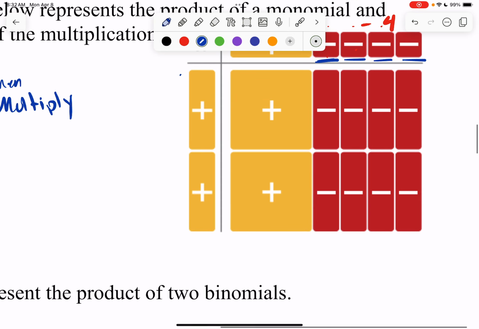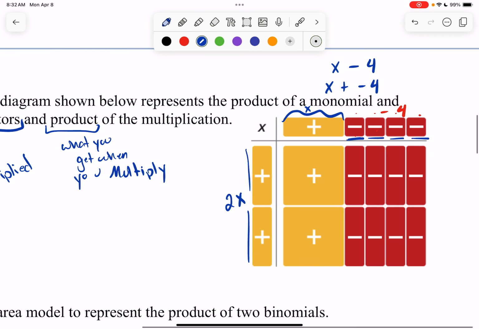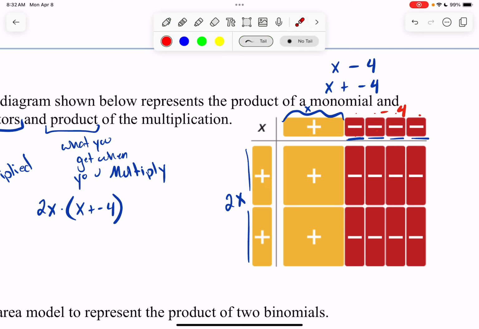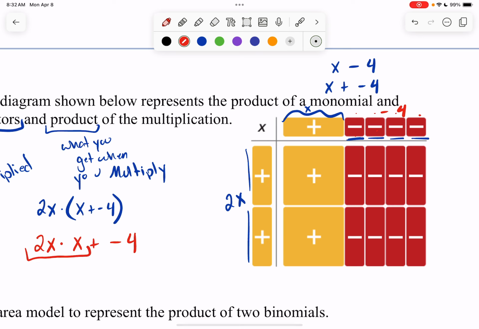Now on this side, we just have two X's. So we're multiplying a 2X times an X plus a -4. To show that, I'm going to need parentheses around that binomial to show that I'm taking the 2X times this whole thing. If it does not have parentheses, the only things being multiplied are those two terms, and that's not what's happening here. I'm not just multiplying the 2X and the X. So that is inaccurate. We have to have parentheses there.